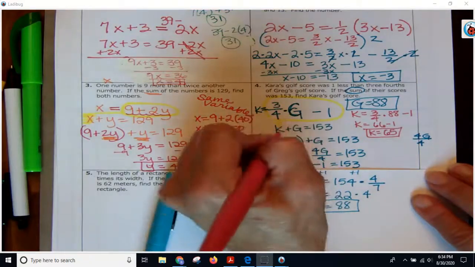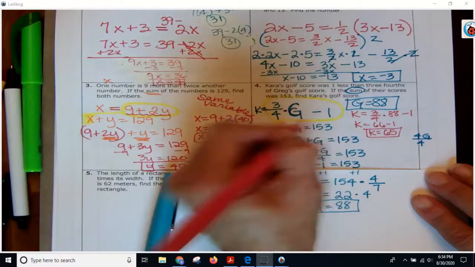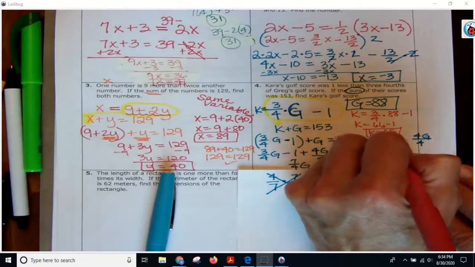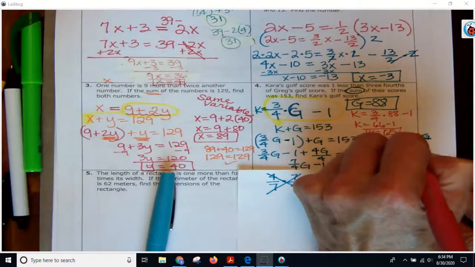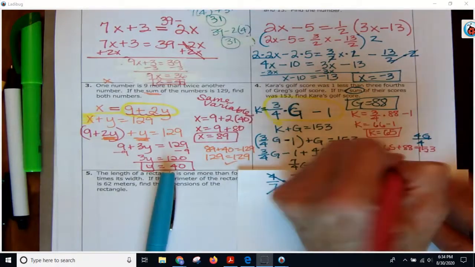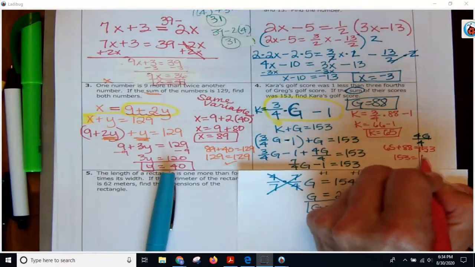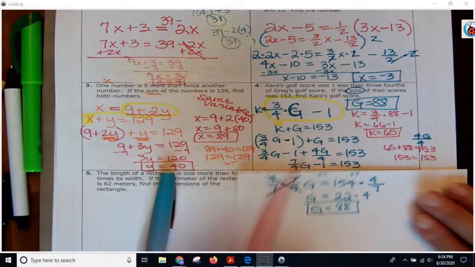So Kara's got a pretty dang good golf score right there. And you could have said Kara's plus 88 equals 153. But does 65 plus 88 equal 153? Yes, this is 153. I don't know if y'all golf, but that's a pretty good score. All right, moving on.